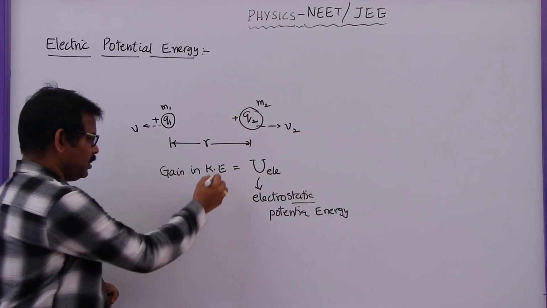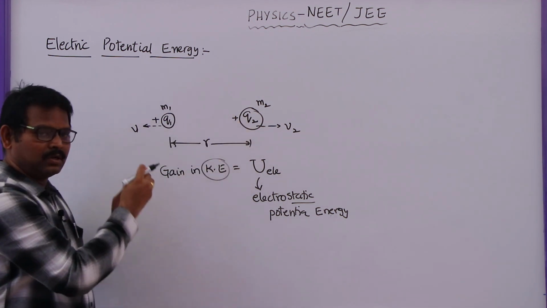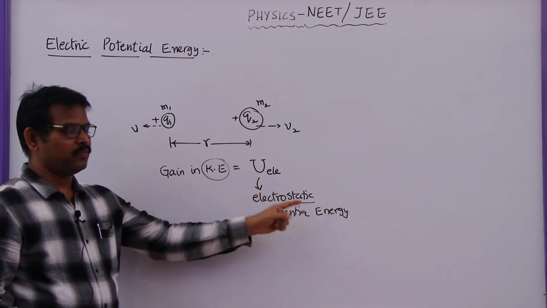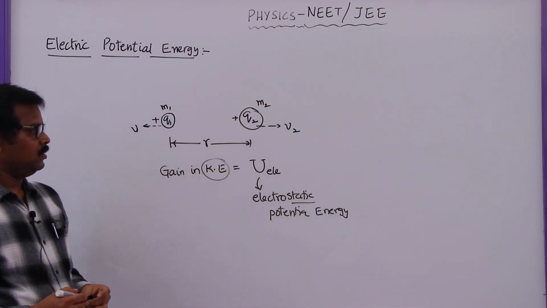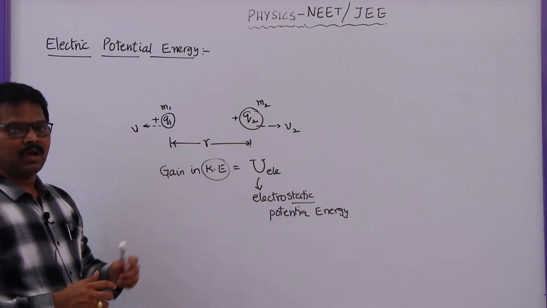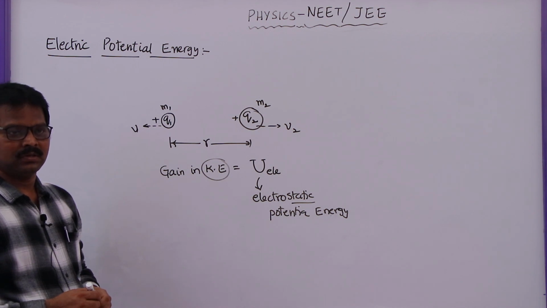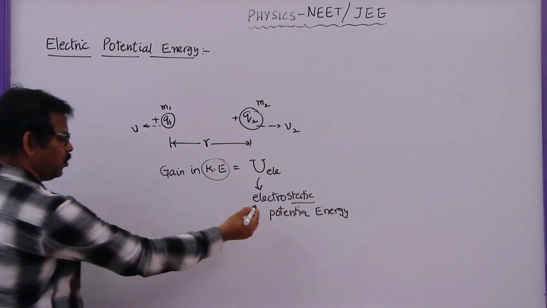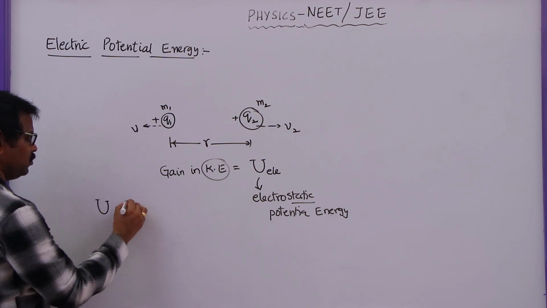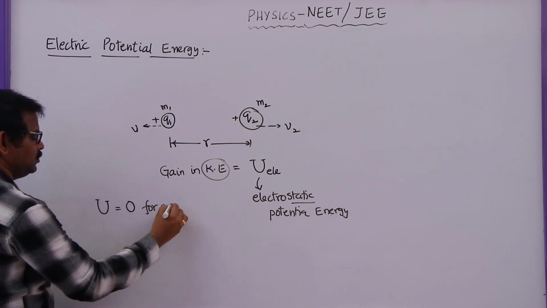So the kinetic energy attained by these two charged particles will be supplied by the electrostatic potential energy of the system. But how to determine the potential energy of the system of these charged particles? Please remember, the electrostatic potential energy denoted with U is always equal to 0 for a single charge.